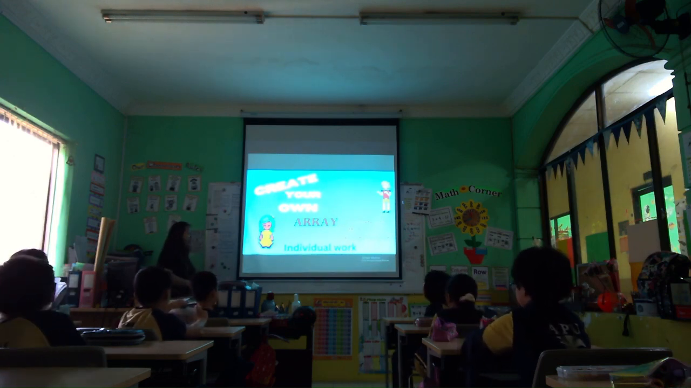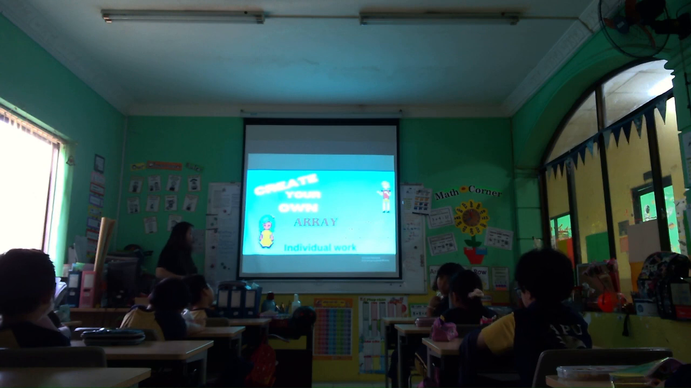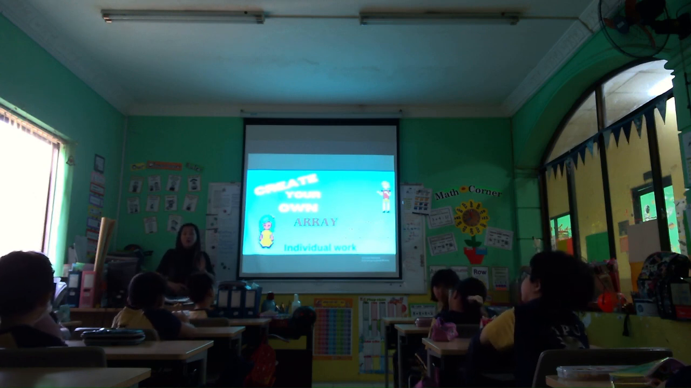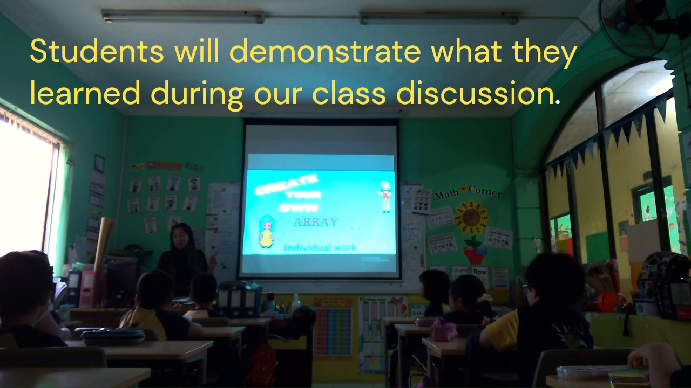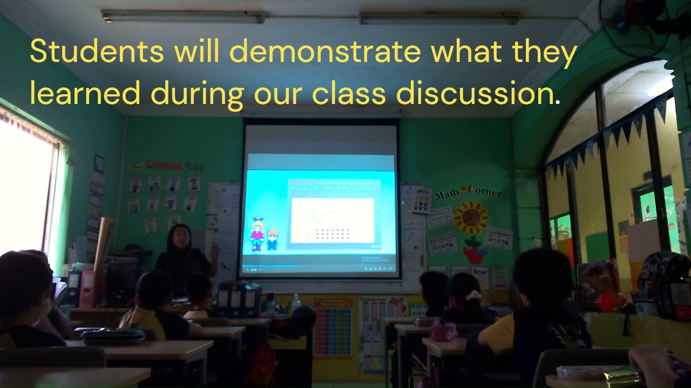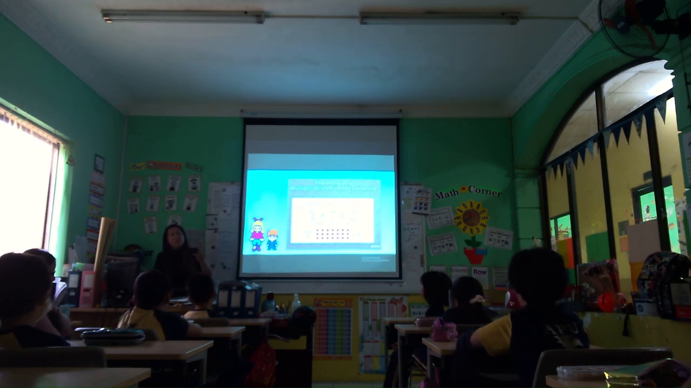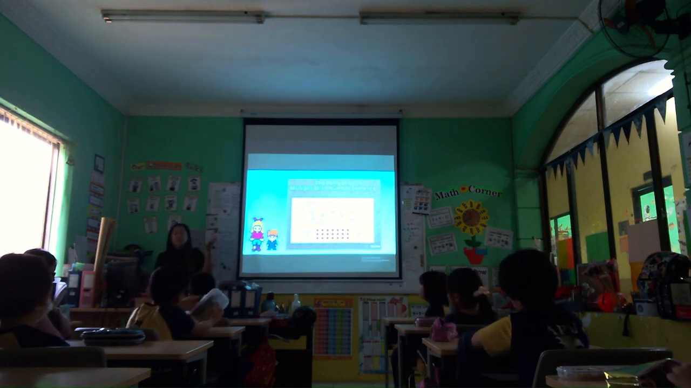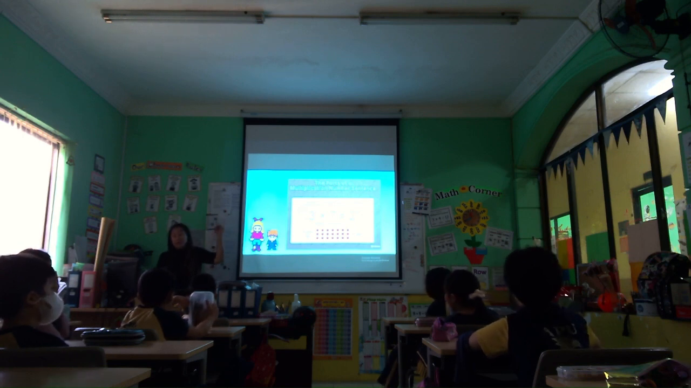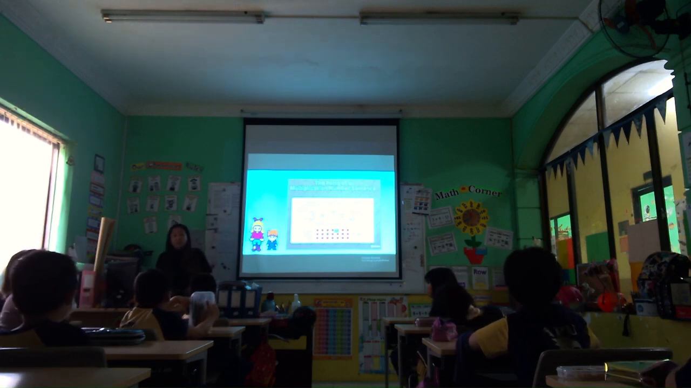When you say individual work, Miss Ma will give you a paper, and then you are going to write your own example of an array together with a multiplication. So what does it look like? It will be looking like this. You will be giving me a number. It could be 2 times 4. It could be 5 times 2. Whatever number you would like to give. But I would like you to also show an array too.